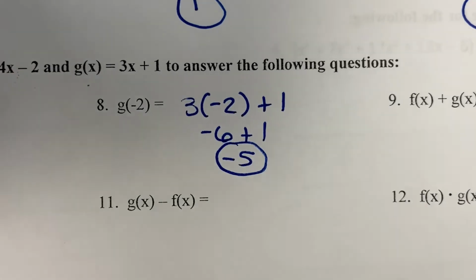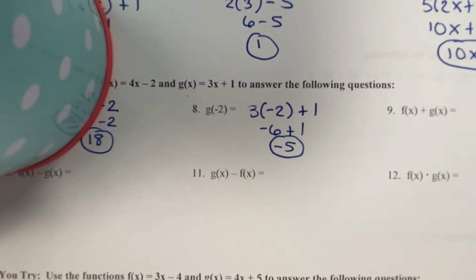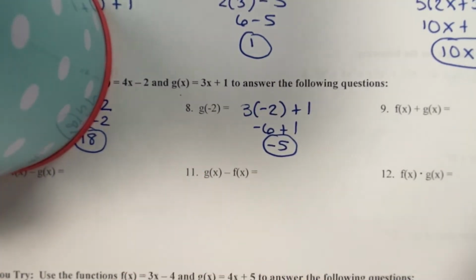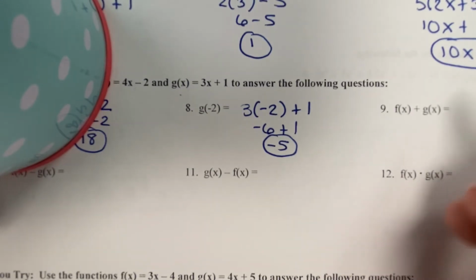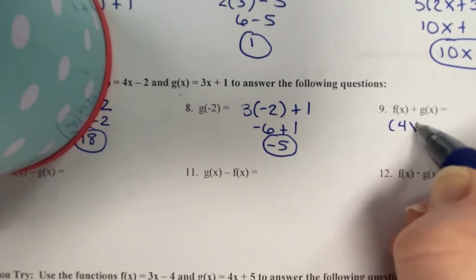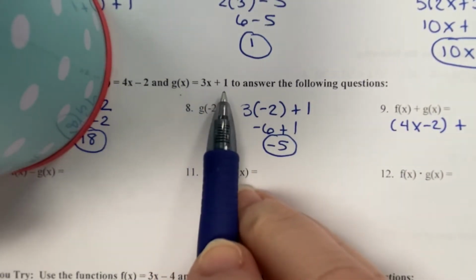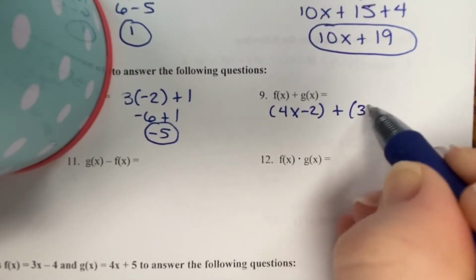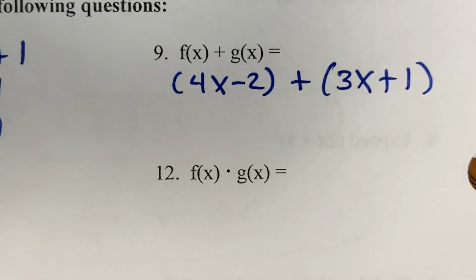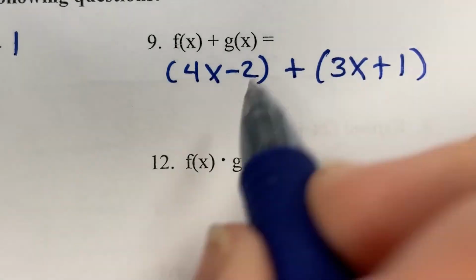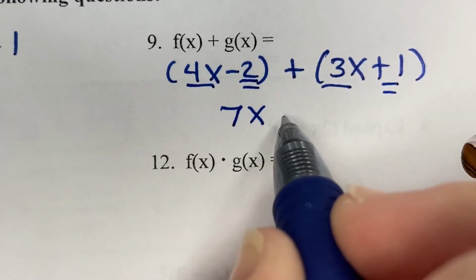All right, so let me kind of shrink this down a little bit. I need to see these two functions, so I'm trying to keep those a little bit visual. So here we have f of x plus g of x. Well, what is f of x? It's 4x minus 2. Plus, what is g of x? 3x plus 1. So we're substituting in whatever those values are. And now this is just basic addition, so we combine like terms to get 7x and then minus 1.